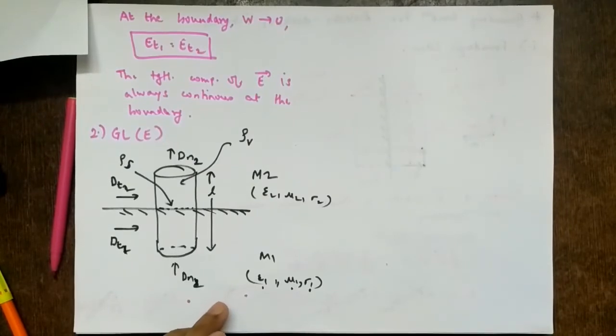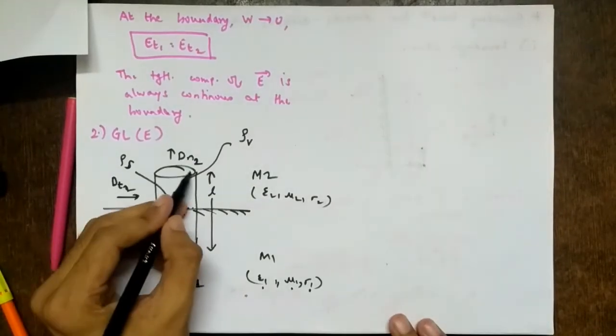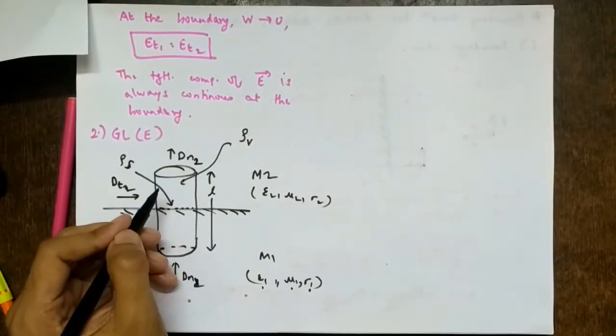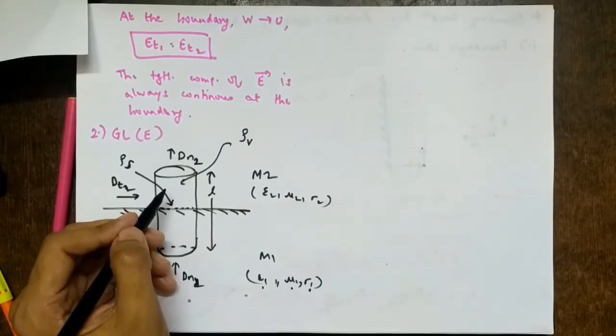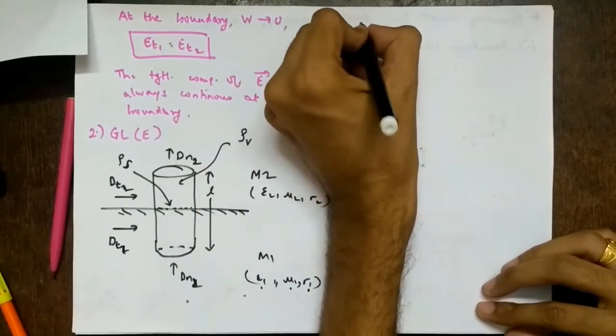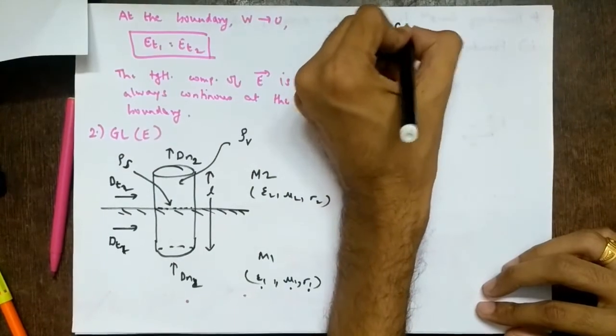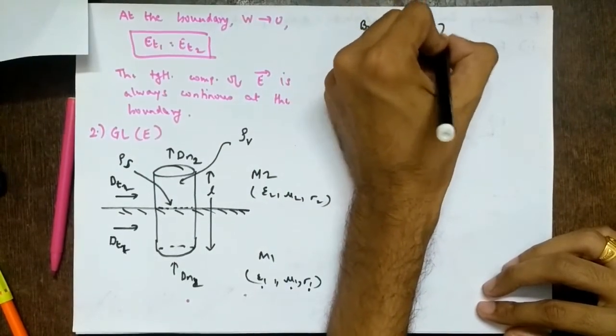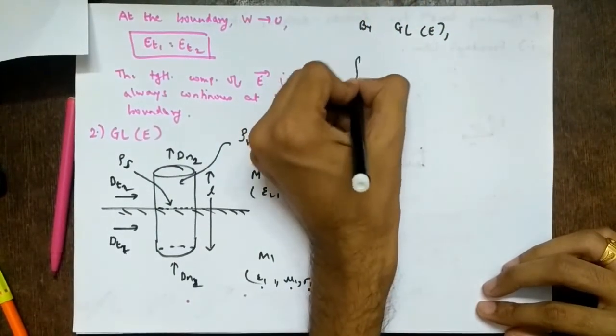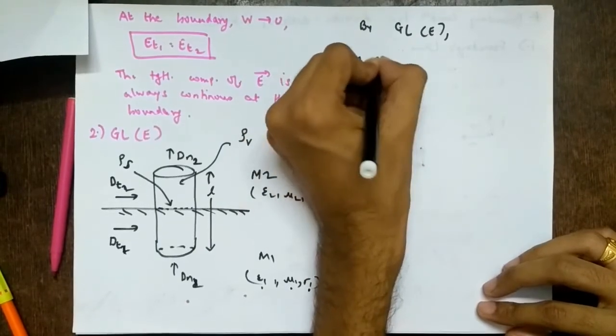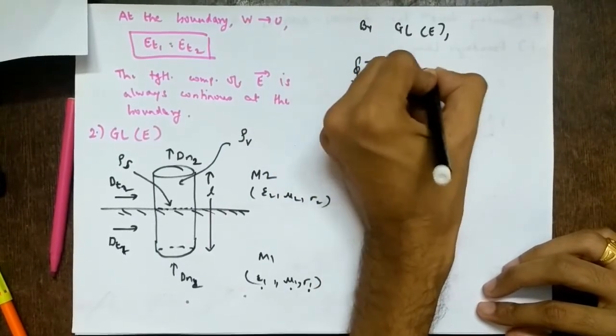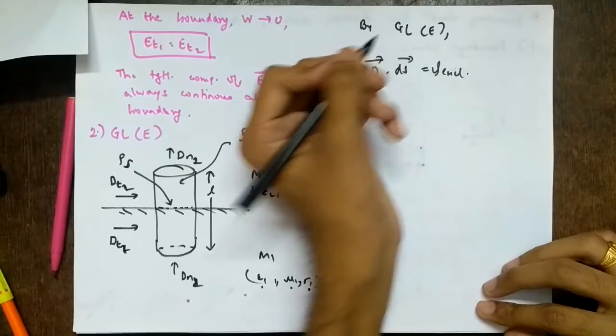So then inside the cylinder what is there? Inside the cylinder there is volume charge density rho v and surface charge density rho s as shown. Right? So these are our assumptions. Then we'll apply Gauss law. By Gauss law for electric field, you will write the full form: closed surface integral of D vector dot dS vector equal to Q enclosed.